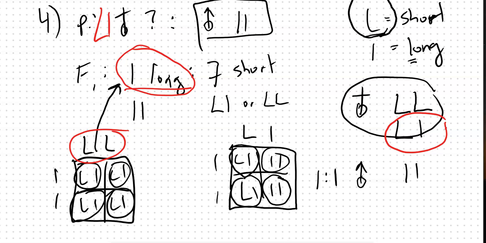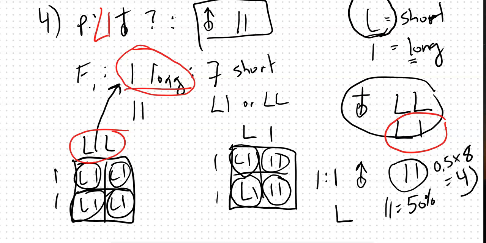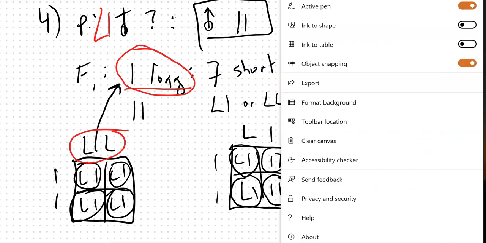Well, if we know that long hair is little l, sorry, little l should be 50% from part B, then all we have to do is multiply 0.5 times 8 total bunnies, which would give us 4. So we would expect 4 of those bunnies to be long-haired. And then again, we would expect 4 of those bunnies to be short-haired as well.